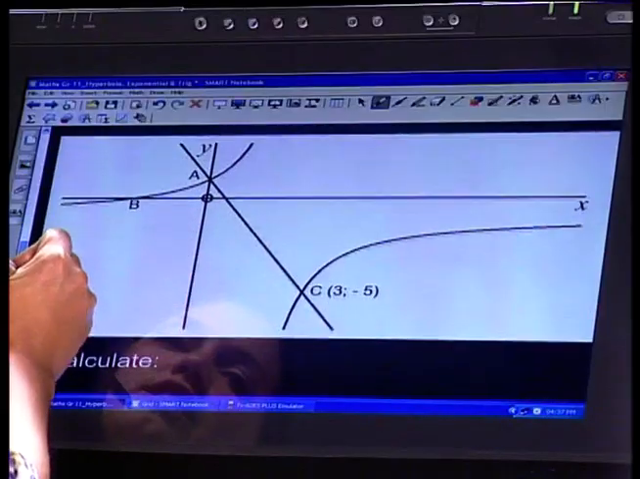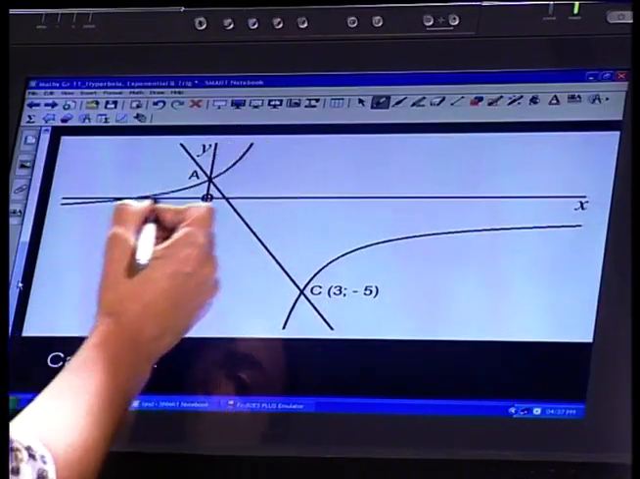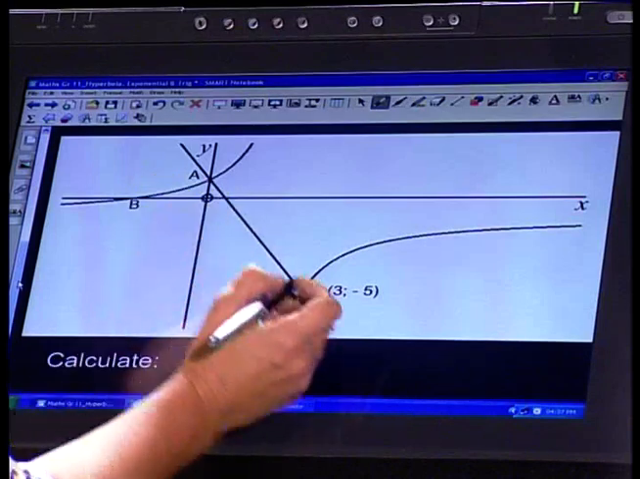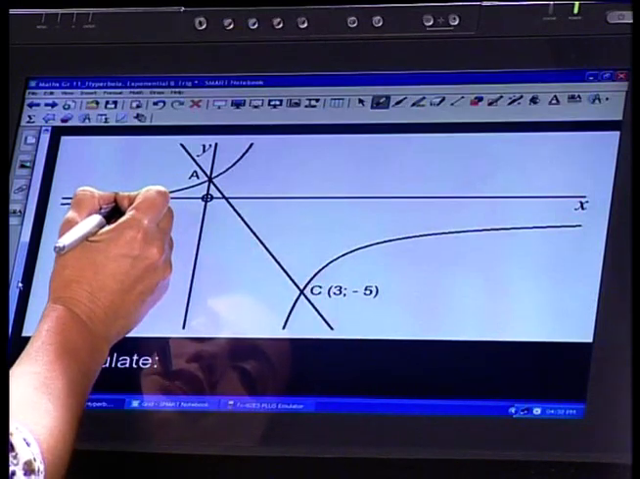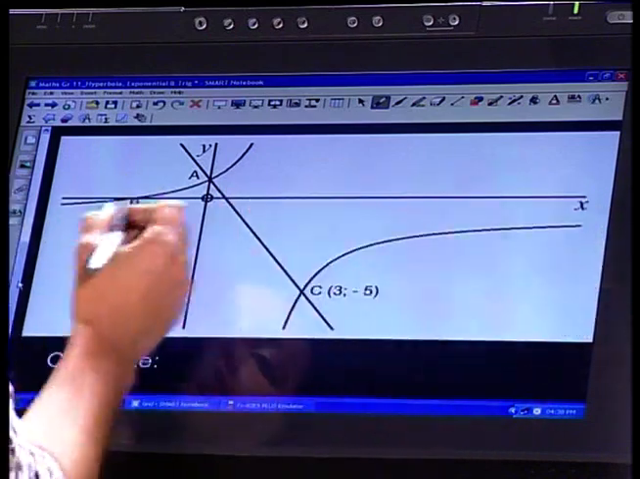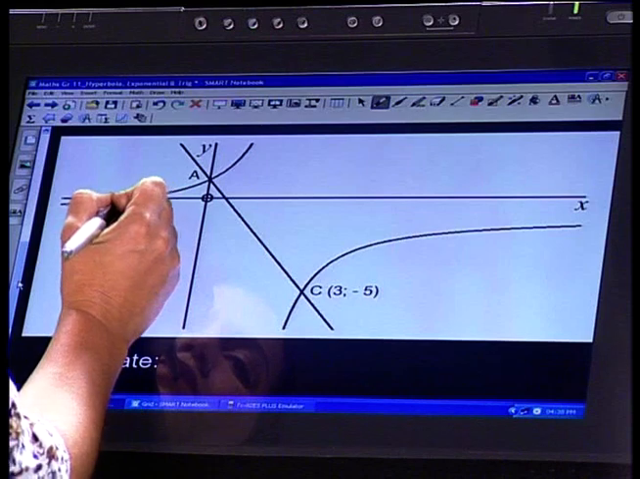Let's take a look at the diagram. Now, as we can see, we've got the hyperbola in the second and the fourth quadrant, and we've got the straight line passing through the hyperbola at 2 points, A and C. They've also indicated another point, B, which lies along the x-axis. This is an x-intercept.